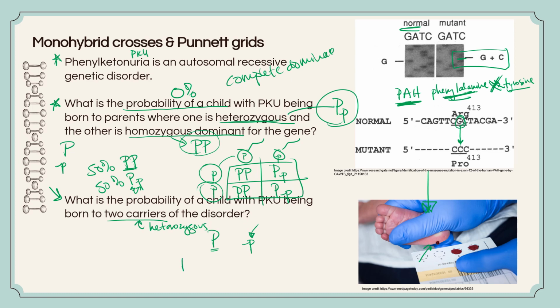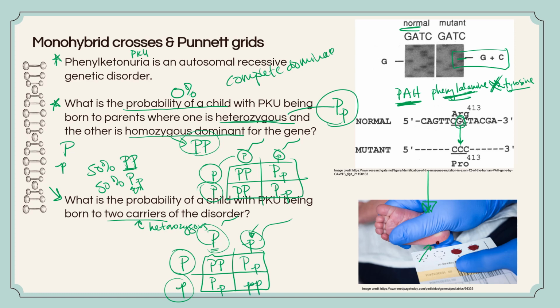Both of the parents are carriers, both of the parents are heterozygous, and so our two genotypes are going to be big P, little p. When we do this cross, let's say that these are our eggs and these are our sperms. We can have big P, big P, little p, big P, little p, and little p, little p. Our genotypic ratios: we have one homozygous dominant, two heterozygotes, and one homozygous recessive.